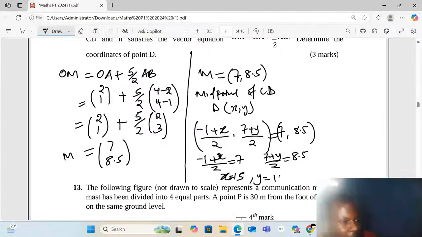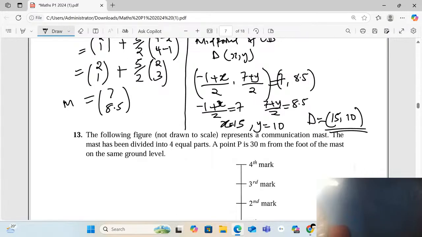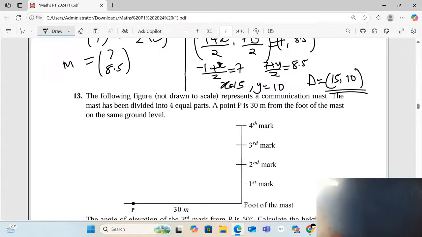Now, the question asks to determine the coordinates of point D. Point D has x as 15, y as 10. So D is equal to x is 15 and y is 10. So that is now the point D. So point D is 15, 10. That is how you find the value of D. Let's move to question number 13.